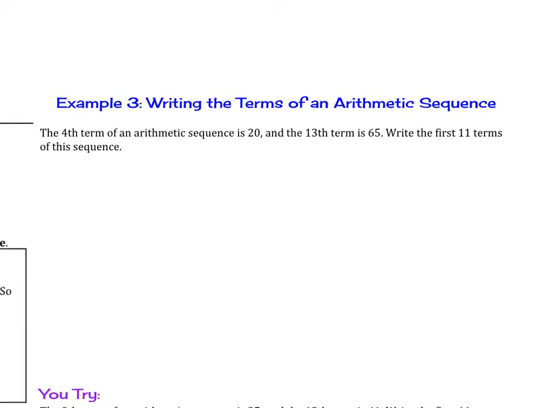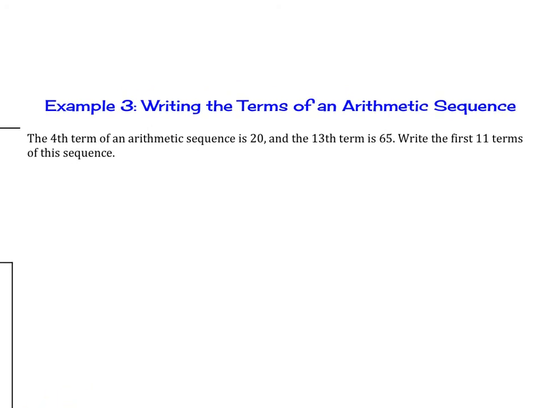Example 3, we're going to write the terms of an arithmetic sequence. We know the fourth term of an arithmetic sequence is 20, and the 13th term is 65. We're going to write the first 11 terms of this sequence. So what we want to do is a sub 13 equals a sub 4 plus n, which is 13 minus 4, which is 9. So this is going to be 9 times d.